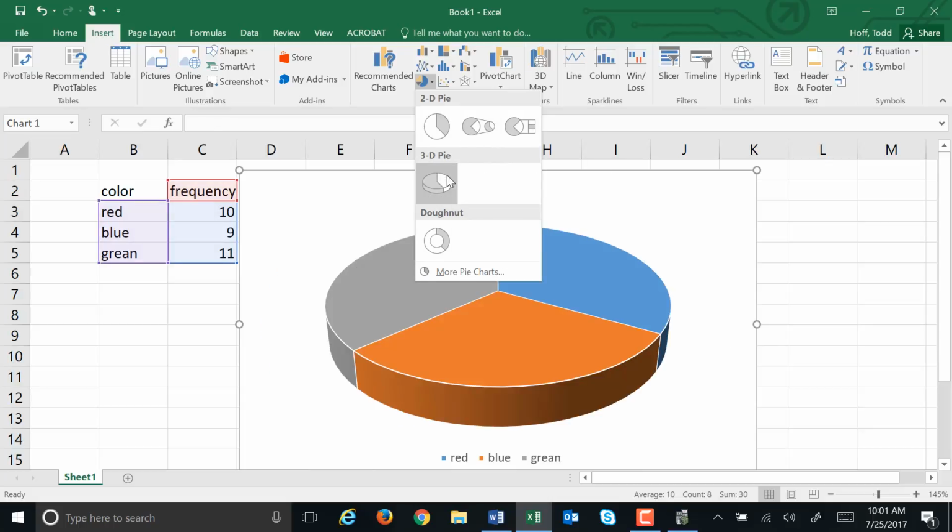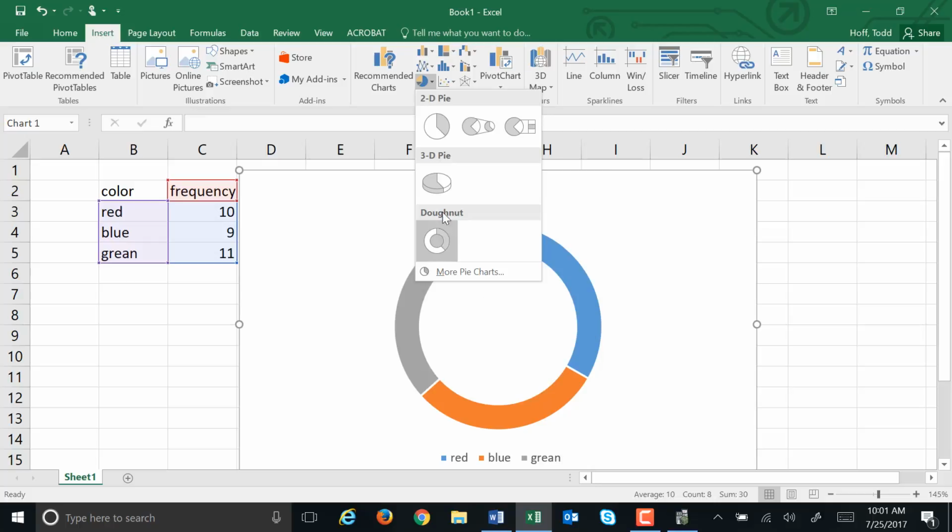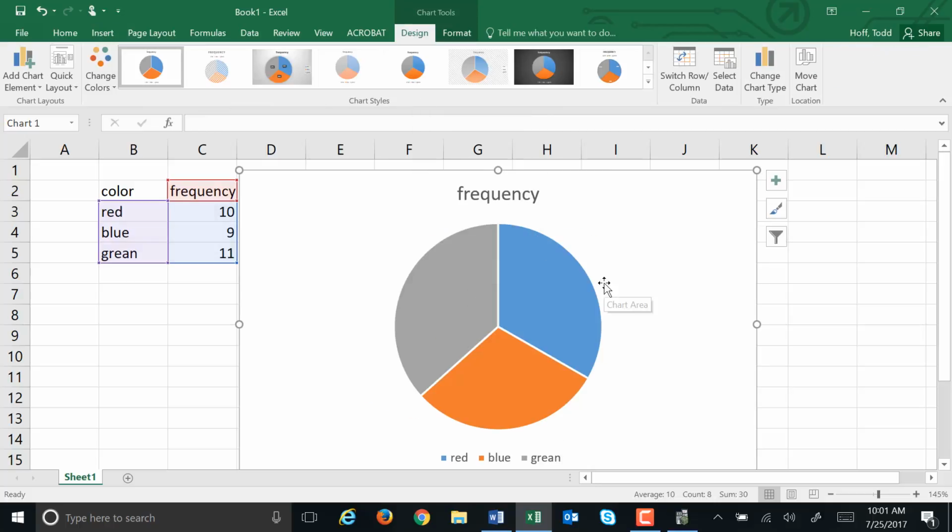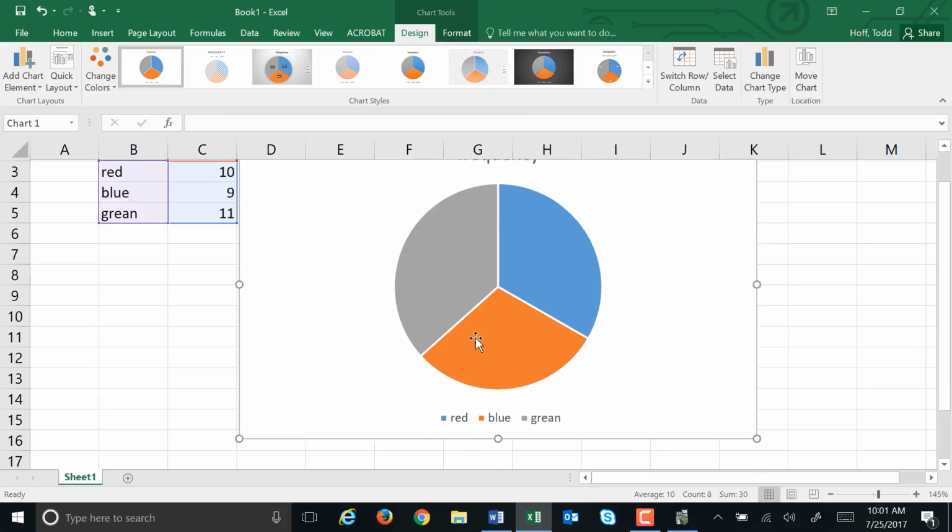That one makes the most sense. That one wouldn't be terrible. I use a donut chart. I'm just going to do a simple circle chart right there. Now this one has a key.